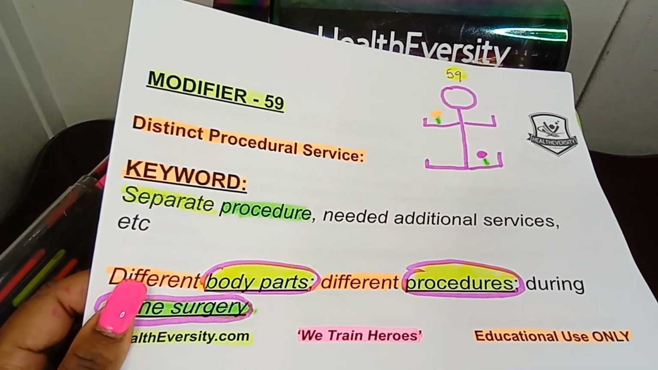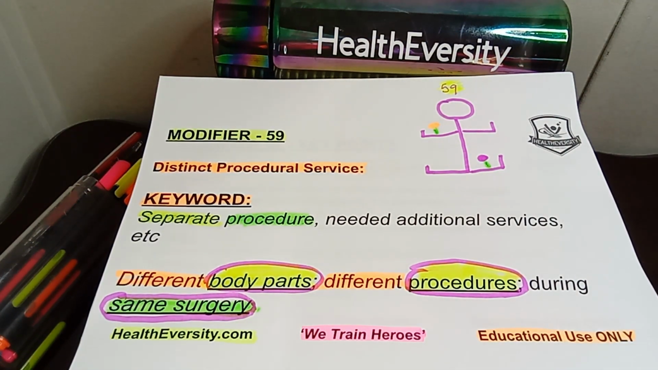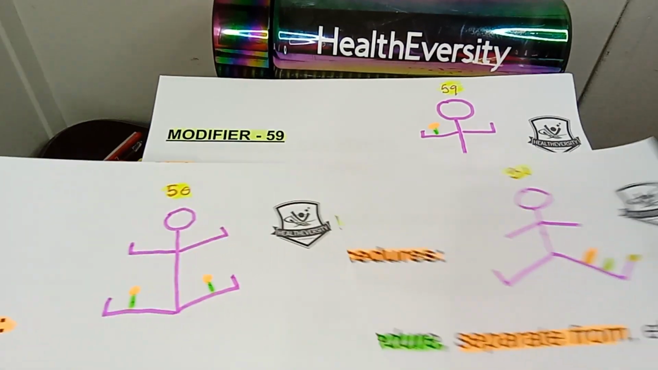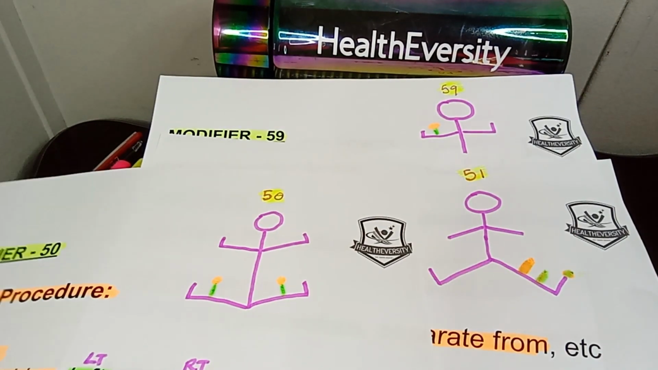Okay, so a lot of students get a little confused when to use modifier 59, modifier 50, and modifier 51. So let's make it easy for you guys. And I came up with all my jumping men, and look at them. Okay, here is one, here is 3 of them. Okay, so let's look at this.